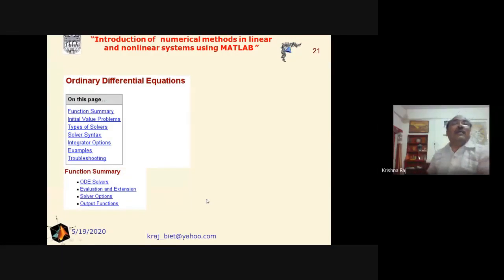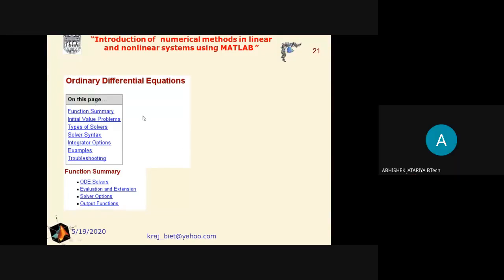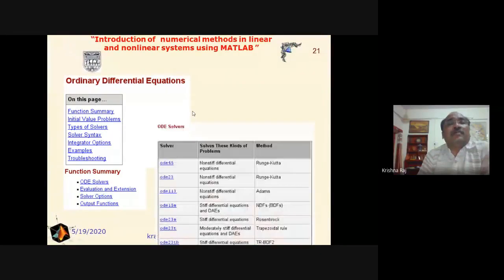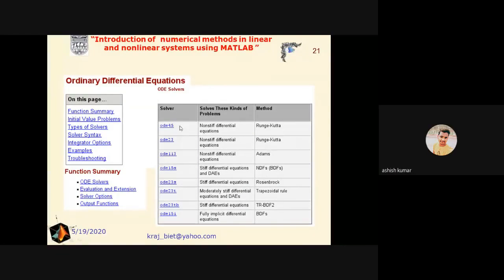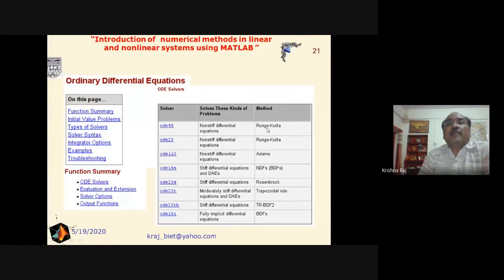So, in order to solve ordinary differential equations, you can use different types of solvers depending upon the different methods. That is the Runge-Kutta method, Adams method, NDFs, BDFs. These are the different methods which are used to solve the differential equation.